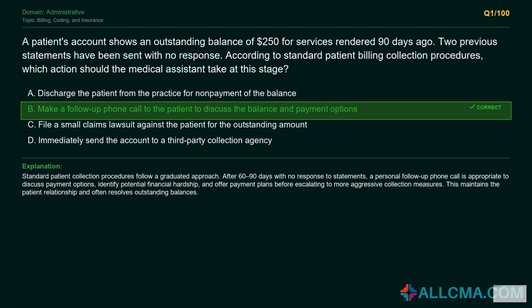The correct answer is B. Standard patient collection procedures follow a graduated approach. After 60 to 90 days with no response to statements, a personal follow-up phone call is appropriate to discuss payment options, identify potential financial hardship, and offer payment plans before escalating to more aggressive collection measures. This maintains the patient relationship and often resolves outstanding balances.